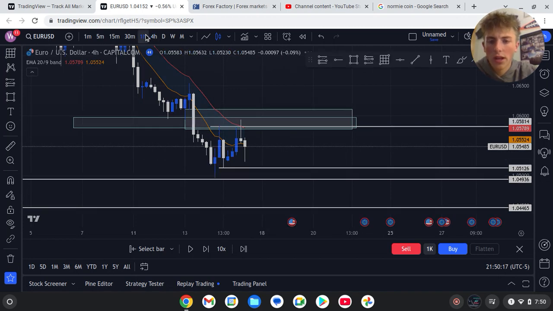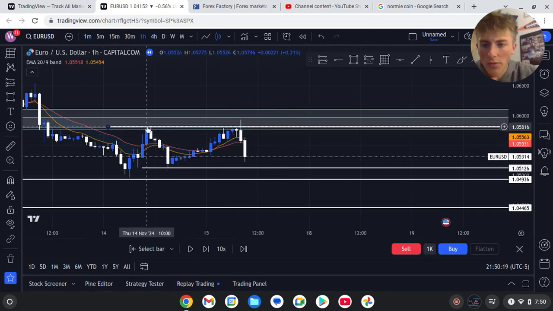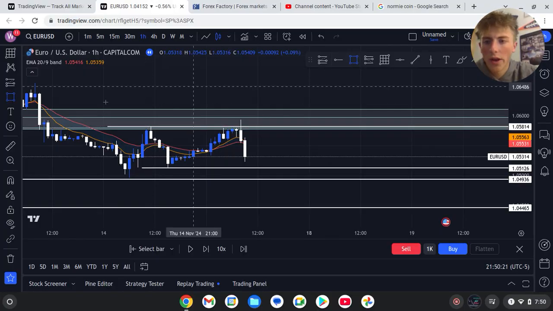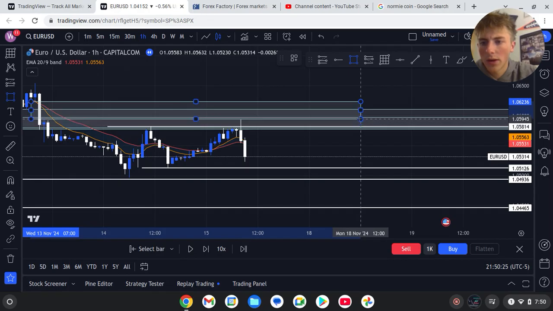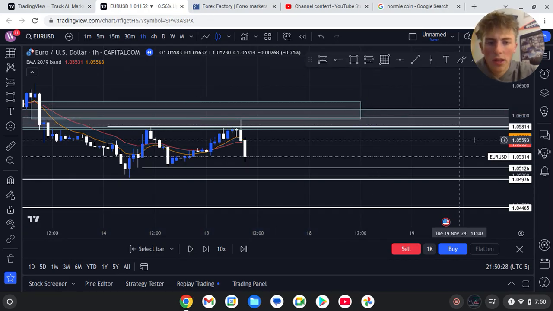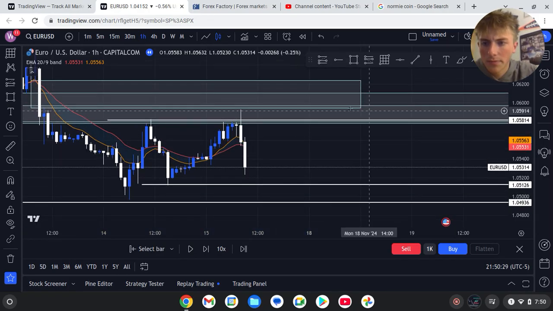So let's go onto the 1 hour. Again, we swept the same highs basically. There's a 1 hour fair value gap right here that price came into. I think maybe it didn't. It didn't, but it came into those other ones.